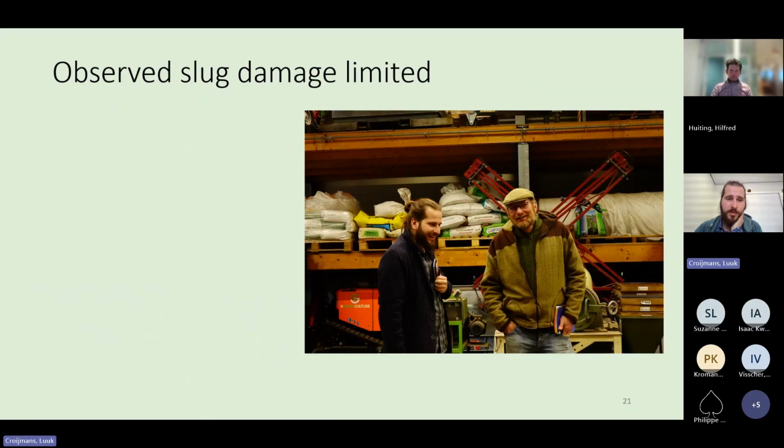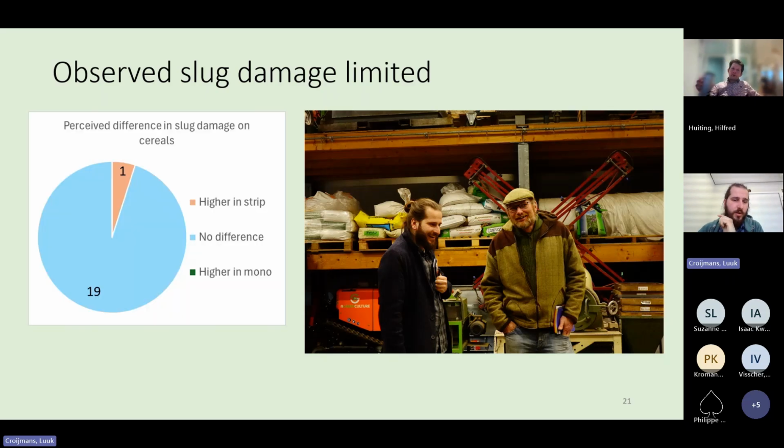But we also asked the farmers how they viewed the slug damage that they had between strip cropping and monocultures. What they said is that from the 20 farms that we asked, only one of them said that he saw slightly higher damage of slugs in strip cropping, whereas the other 19 saw no difference in slug damages. So the damages at least are not that much higher. I must also say that the slug abundances that we caught were relatively low in most farms, which I found very weird because we measured in 2024. And if you remember, at least for the Dutch people, it was a very, very wet year. Slugs were all the time on the news, but still we didn't find that many.